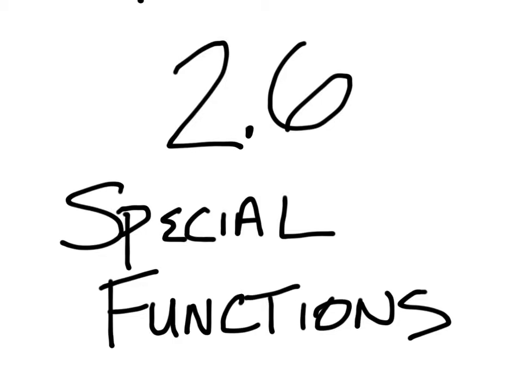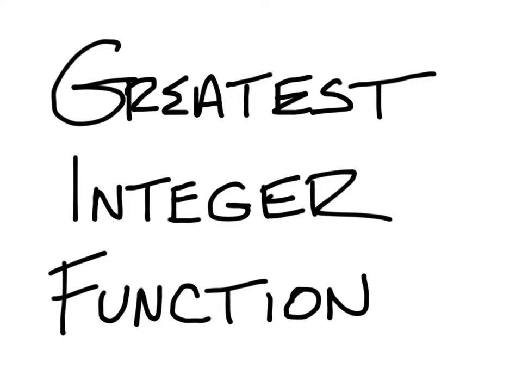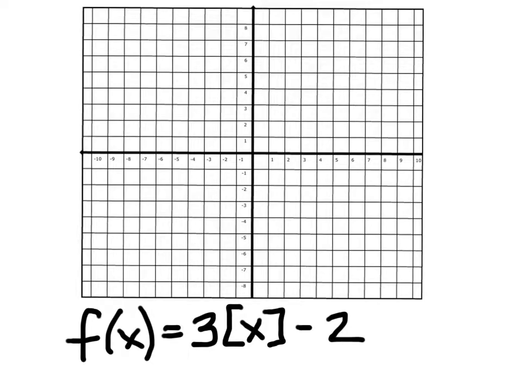2.6 special functions. We're going to do this again today, each of the three different types, and then you'll have some problems you can work on before you leave. You'll get a few minutes before the bell goes off to start on them. Greatest integer function. F of x equals 3 times the greatest integer of x minus 2.